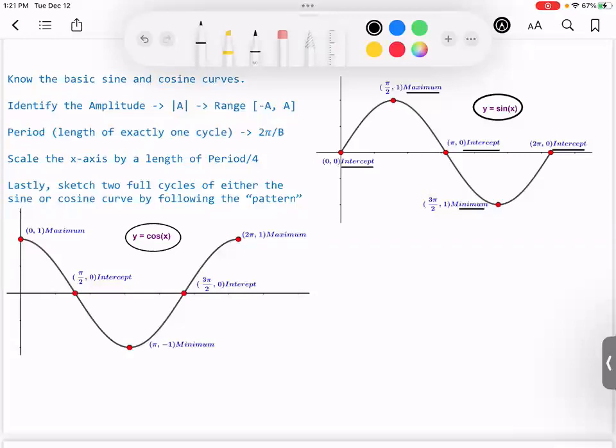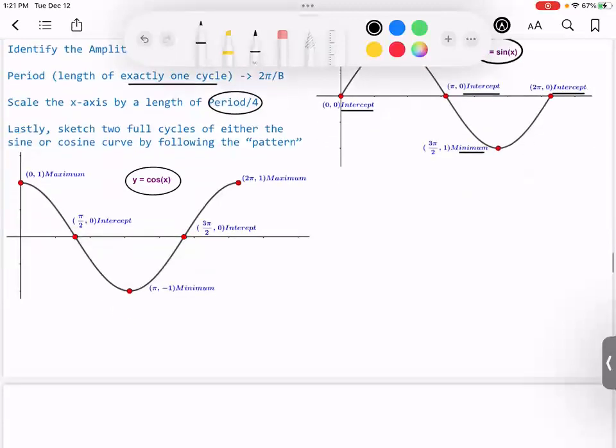Now, to determine the length of exactly one cycle, we call that the period. The formula says that the length of each cycle will be 2 pi divided by b, where b is the coefficient usually attached to your x. Then you scale the x-axis by a length of period over 4. If you take the length of each cycle and divide it by 4, it gives you the location of where the 5 key points will be. And then lastly, you sketch 2 full cycles.